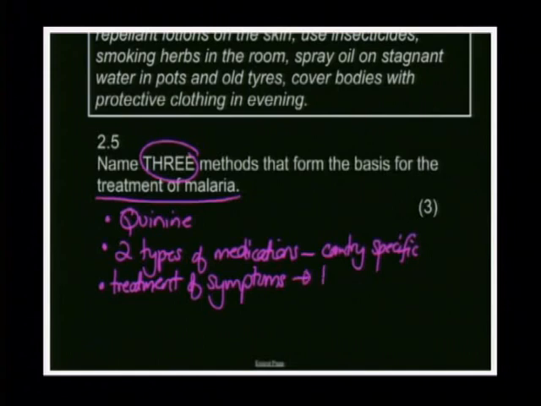and that would include things like headache pills. And please note it says the treatment of malaria here, not the prevention. However, prevention is one that is very, very commonly asked. So please make sure that you know how to prevent malaria as well.